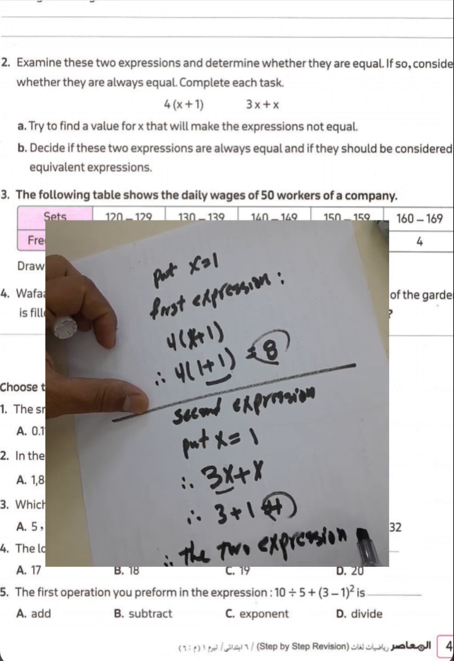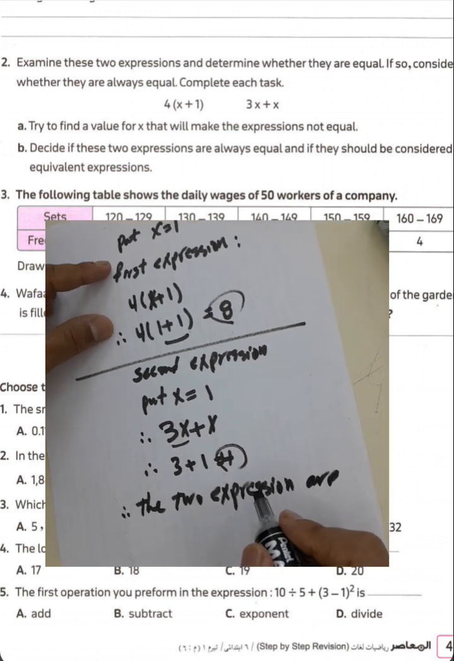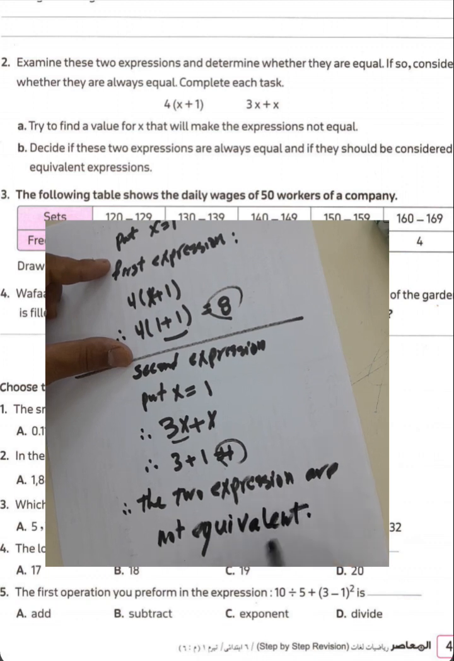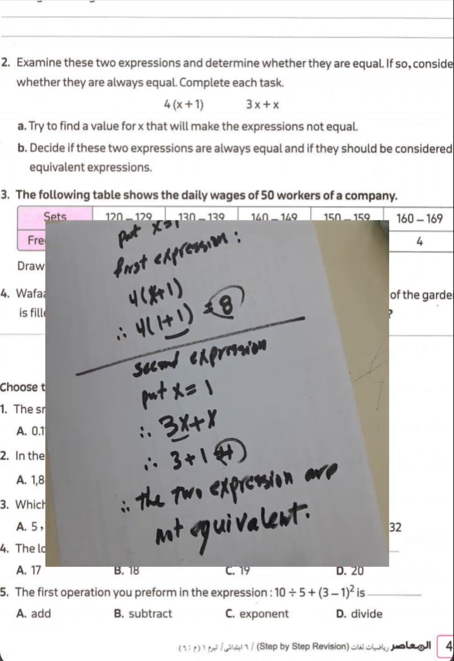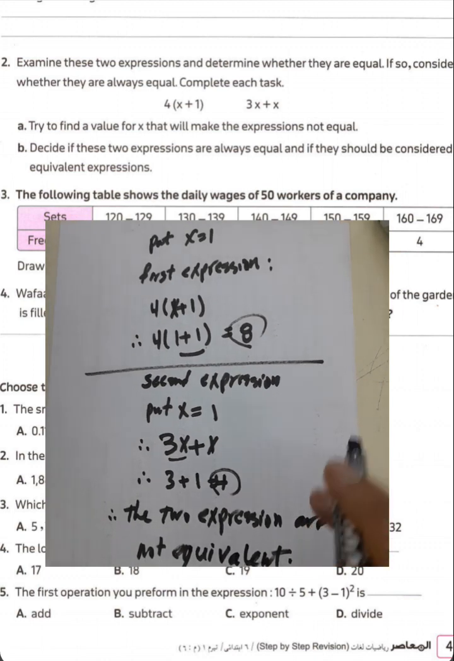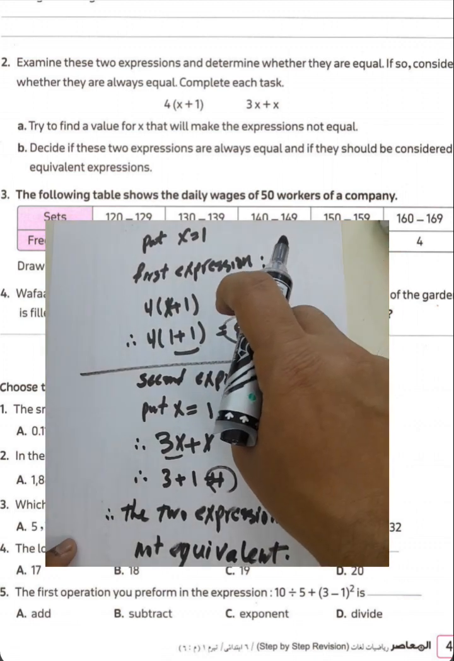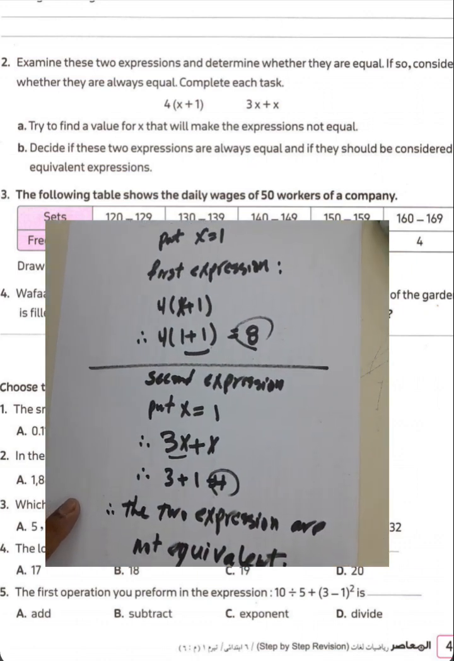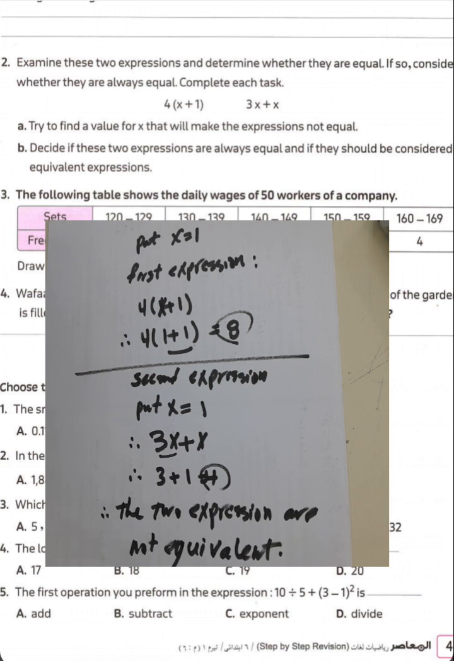Then the two expressions are not equivalent. These two expressions are not equivalent because the result of expression 1 will be 8, and the second expression will be 4. It's not the same. Okay, so the two expressions are not equivalent. Next question, number 3.